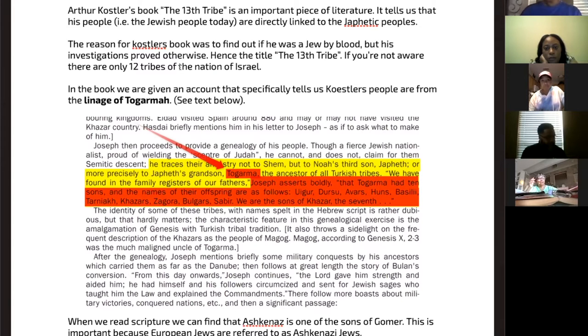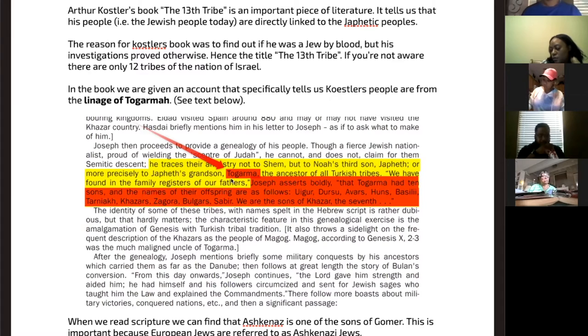Arthur Koestler's book, The 13th Tribe, is an important piece of literature. It tells us that his people, i.e. the Jewish people today, are directly linked to the Japhethic people. The reason for Koestler's book was to find out if he was a Jew by blood, but his investigations proved otherwise, hence the title, The 13th Tribe. If you are not aware, there are only 12 tribes of the nation of Israel. In the book, we are given an account that specifically tells us Koestler's people are from the lineage of Togarma.